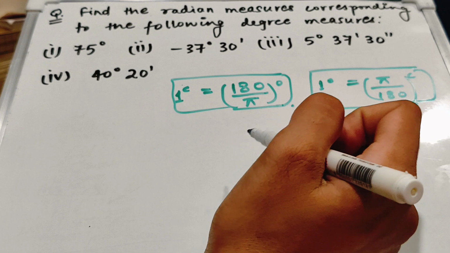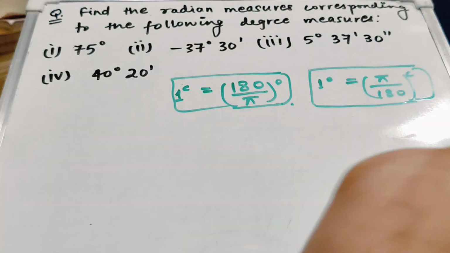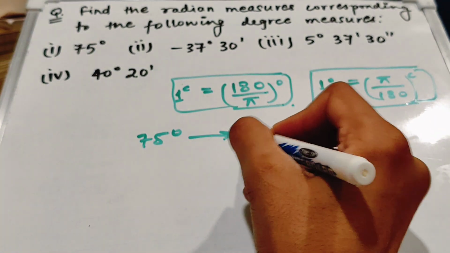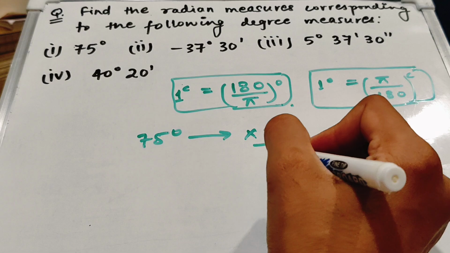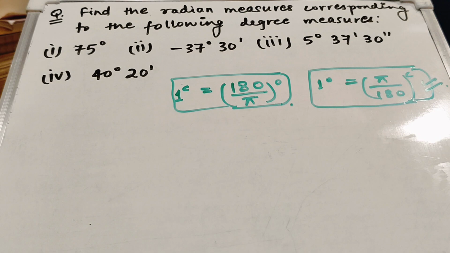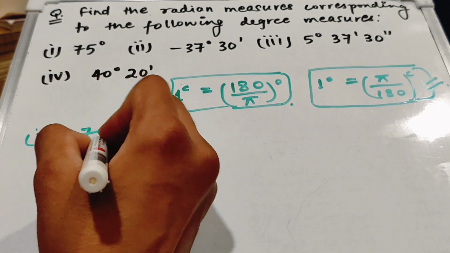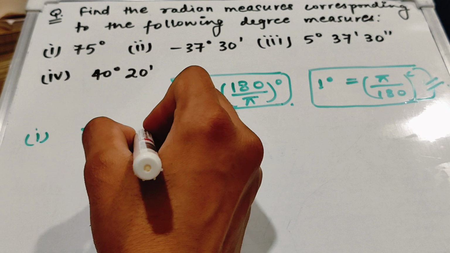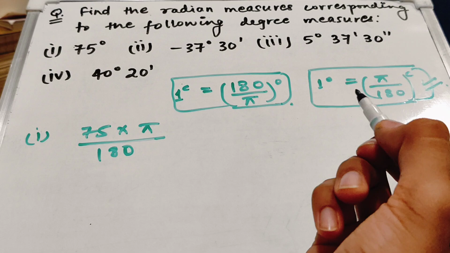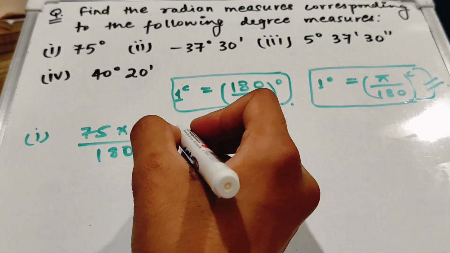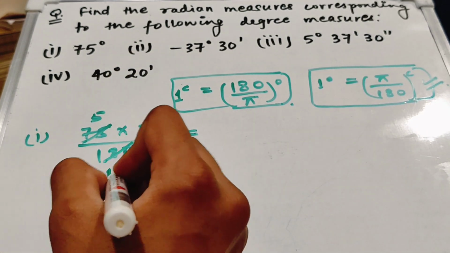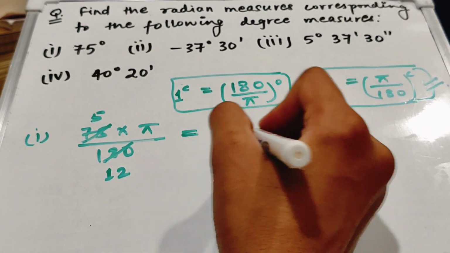Simply you have to memorize. It's easy, but you can memorize that to convert degree to radians, you just multiply the value with pi by 180 because of this relation. So let us solve. Very easy. The first question is 75 into pi by 180, because we want to convert it to radians. So I can just cancel this with 15. 15 5s are 75, 15 12s are 180, so 5 pi by 12.